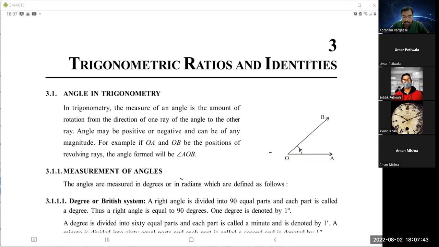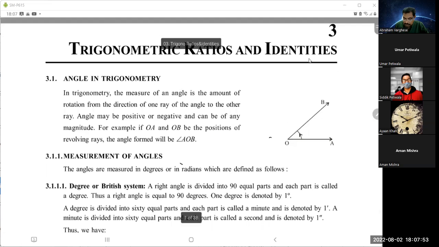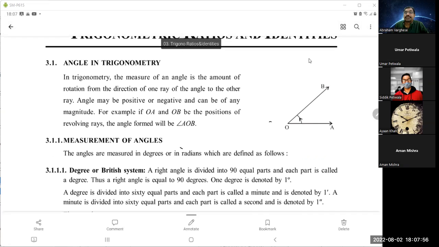So again, in trigonometry, first we start with the definition of an angle. So what is the definition of an angle? Angle is formed when a line is rotated about a point. You can see the line OA, and O is the point, though we can call it the origin. When this line is rotated, then an angle will be formed, right?